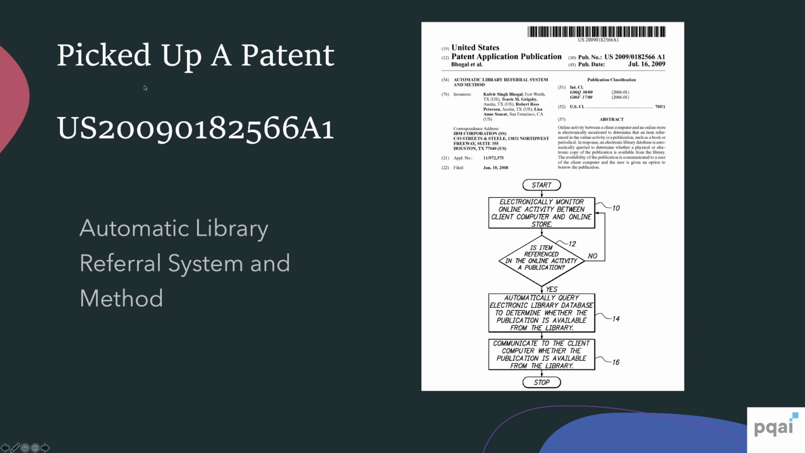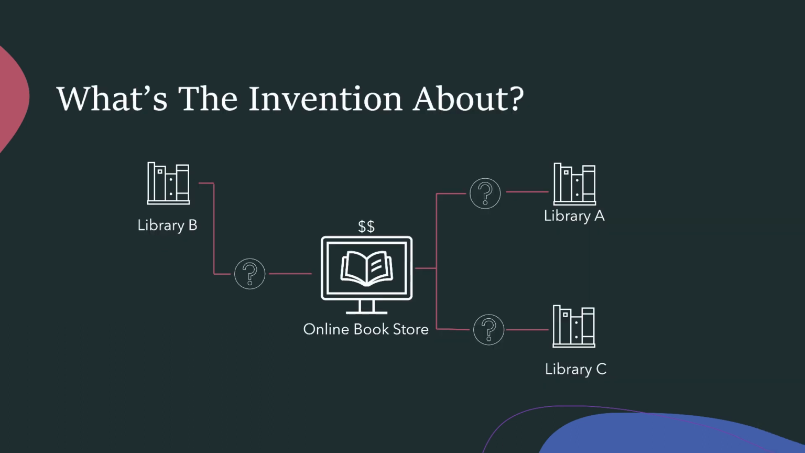So I have picked up a patent, a random application from the patent database. It's a US application that was published in 2009, and it describes an automatic library referral system and method. Let us see what is the core idea that has been described in this patent application. So the idea is very simple.